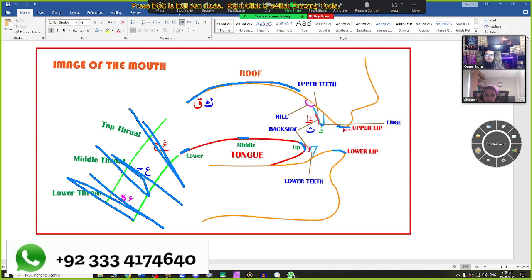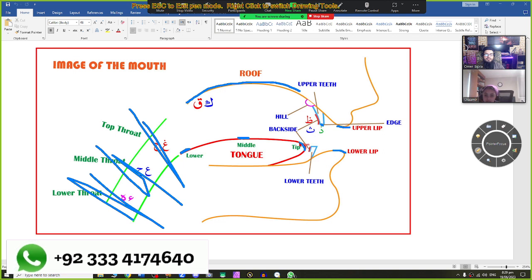What's the name of this here? Upper lip. Good job. And this one? Lower lip. Mashallah, good job. What about this? Upper teeth. Good job. And this one? The lower teeth. Good job.